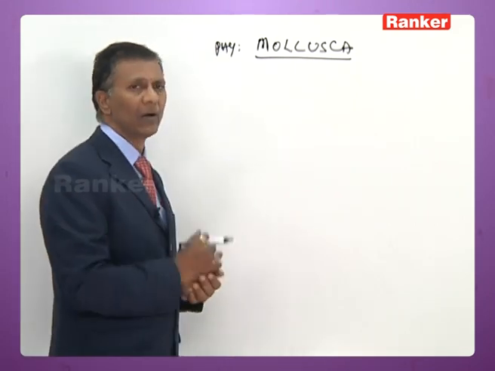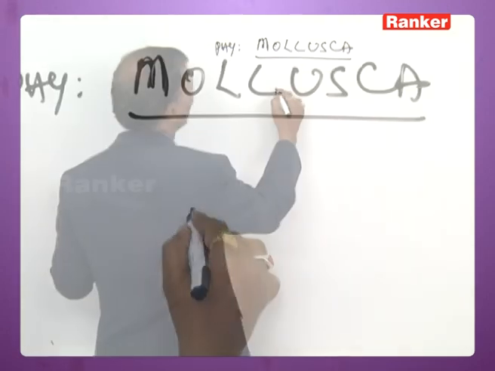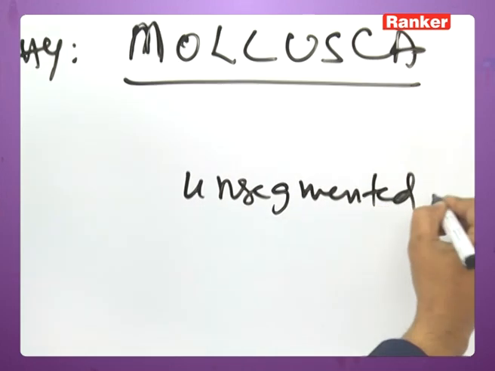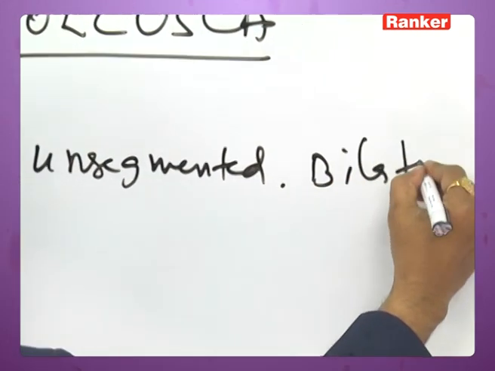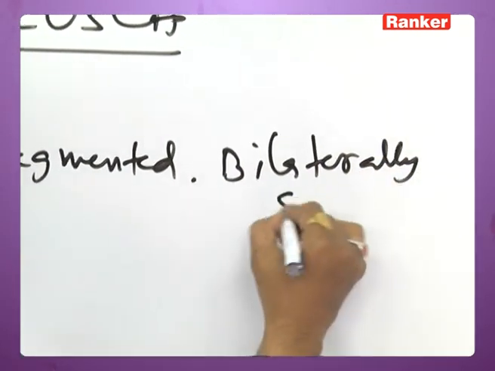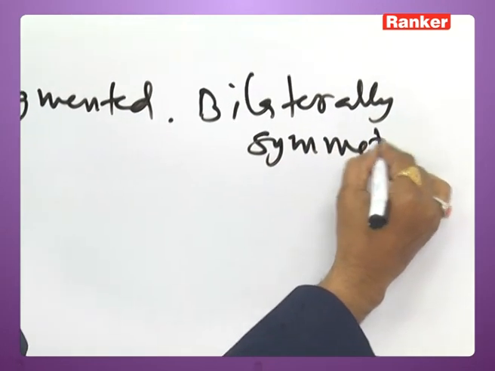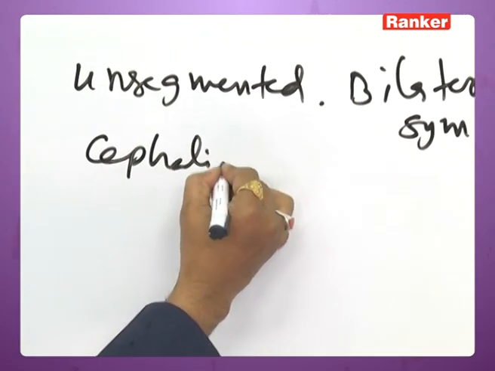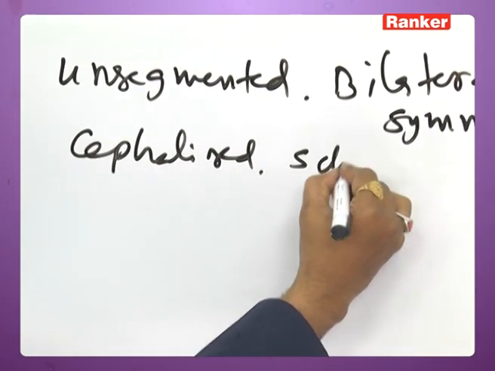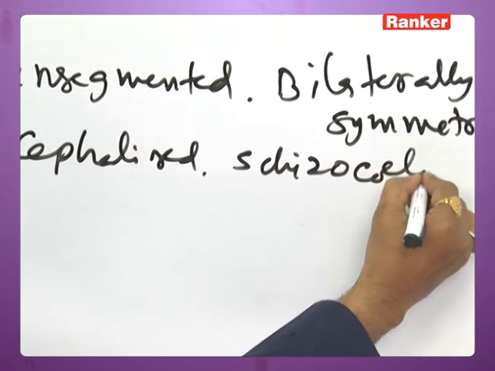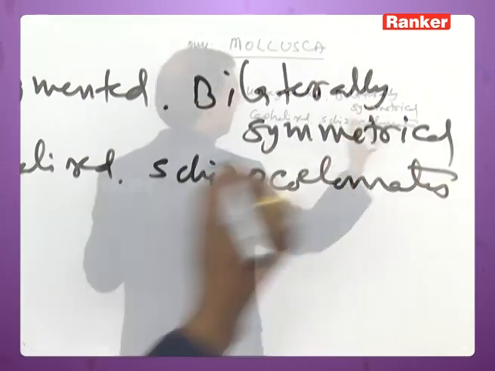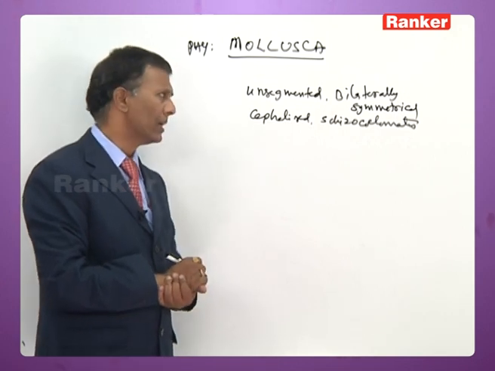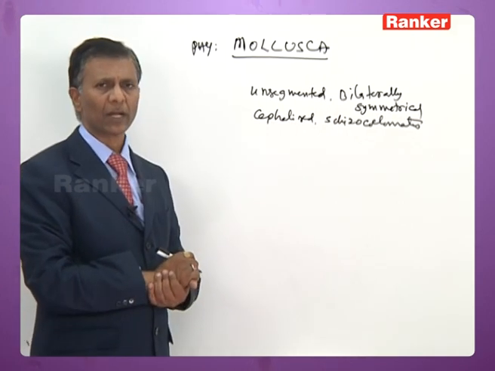Now the molluscans all are unsegmented, bilaterally symmetrical, cephalized, schizocoelomates. Bilaterally symmetrical, schizocoelomates, unsegmented, cephalized molluscans.